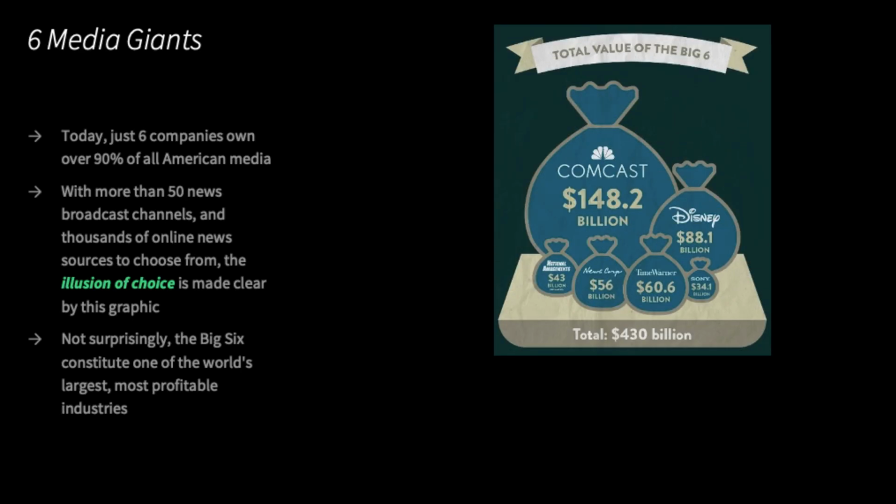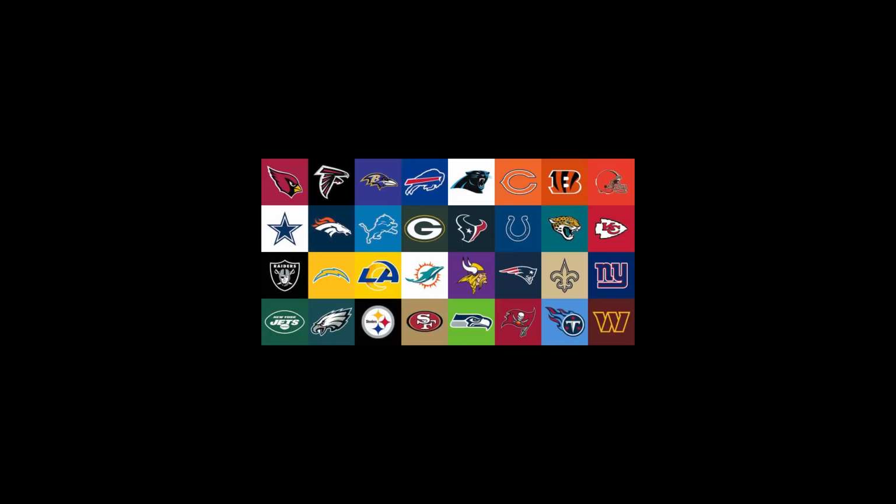And just to put it into context, right, there is an enormous amount of wealth in these companies. Not surprisingly, the Big Six constitute one of the world's largest, most profitable industries. If we look at the total value of the Big Six, Comcast, Disney, National Amusements, News Corp, Time Warner, and Sony, combined, they're worth about $430 billion. That's enough money to buy every NFL team 23 times over.